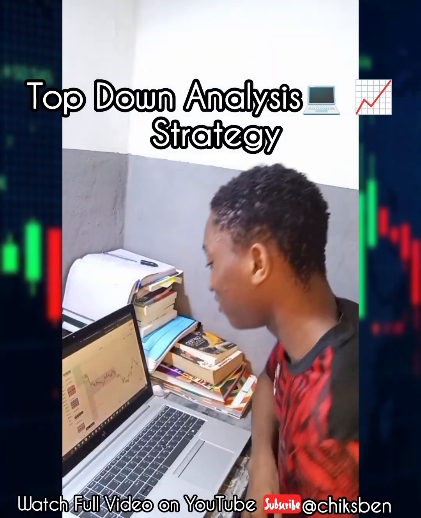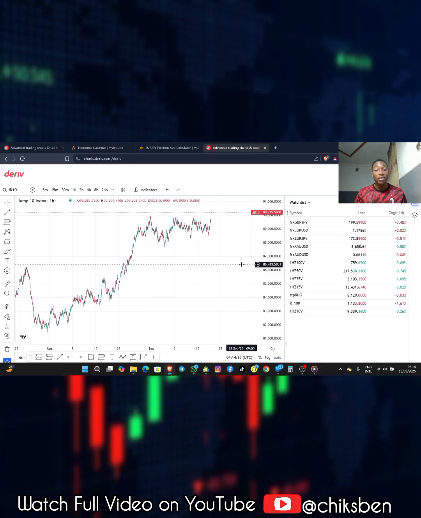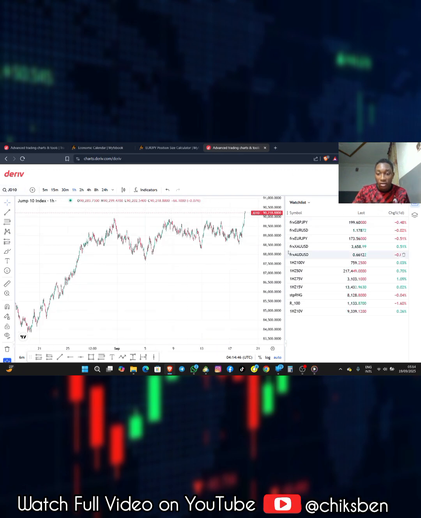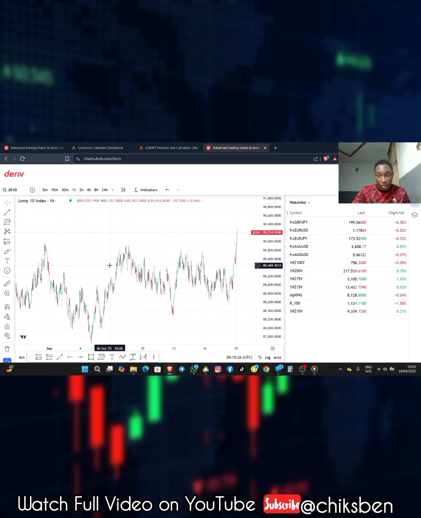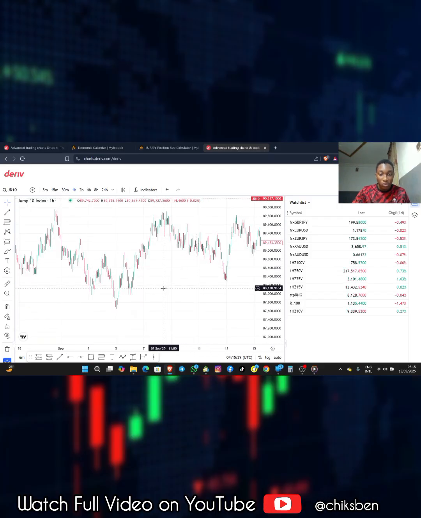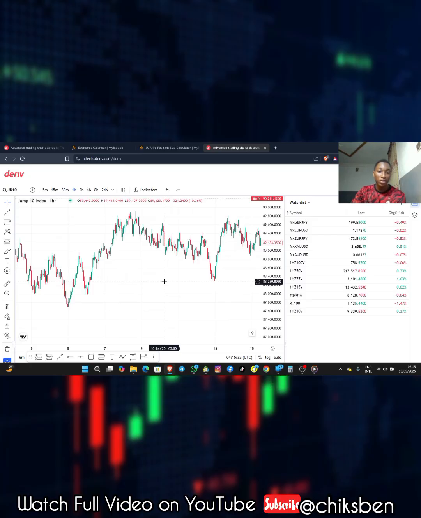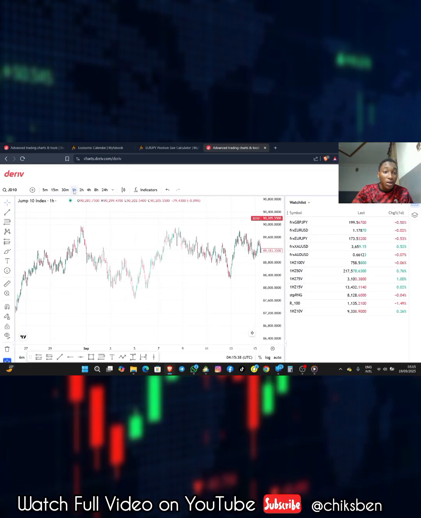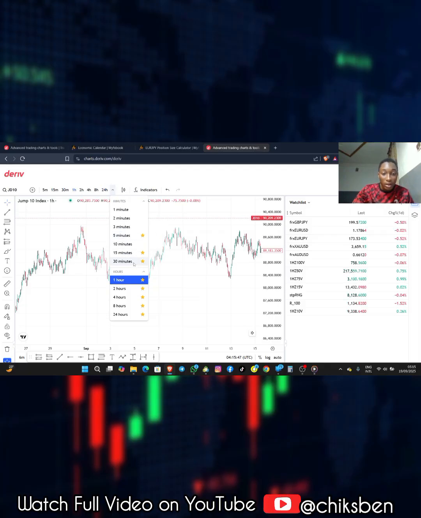So let's go. First of all, guys, I'm going to be using the Jump 10 Index on the Reef to explain top-down analysis for you guys. I don't really trade this pair, that's why I find it more suitable to use for this illustration. So first off, we are in the 1 hour time frame. Here I have the favorite time frames I use to analyze. So that is what you see here.